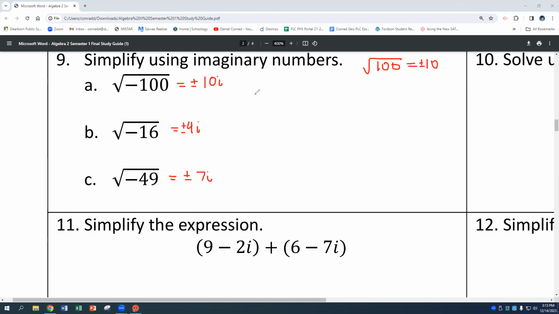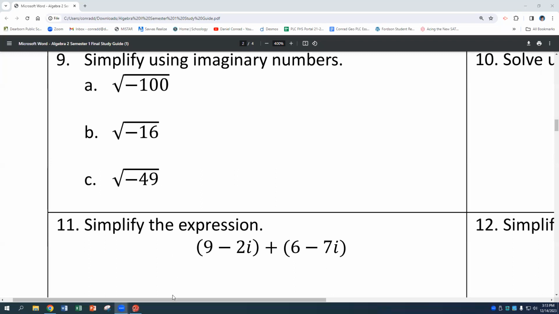Okay, it's plus or minus because if I take 10i and I square it, I'm going to get 100 i squared. We know i squared is negative 1. That's going to be negative 100. If I take negative 10i and I square it, I'm going to get 100 still, i squared, which is still going to give me negative 100. So the square root of negative 100, it could be 10i or it could be negative 10i. Same thing with the rest.